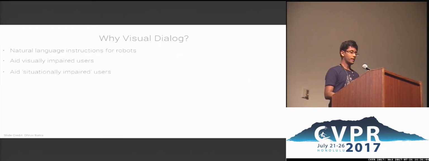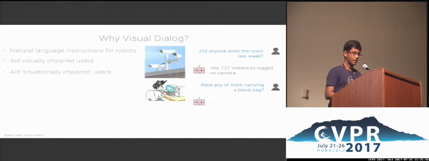They can also be situationally impaired users. What I mean is that essentially there can be an information retrieval scenario where the user is iteratively querying via natural language queries. So for example here, did anyone enter the room last week? Yes, 127 instances logged. Were any of them carrying a black bag and so on.